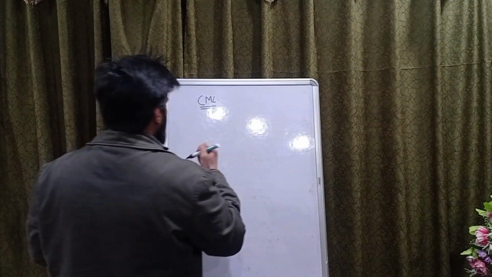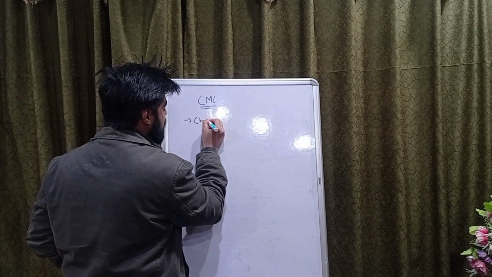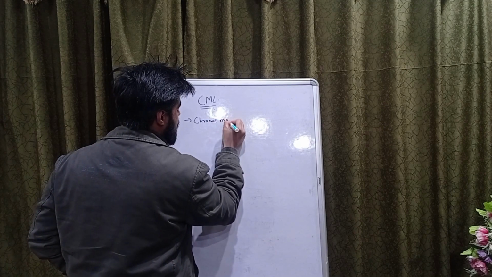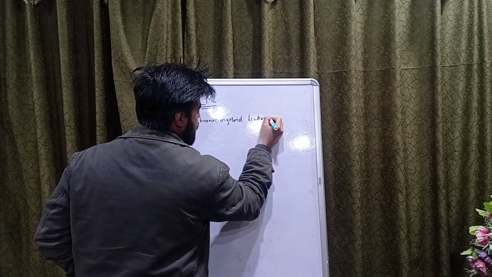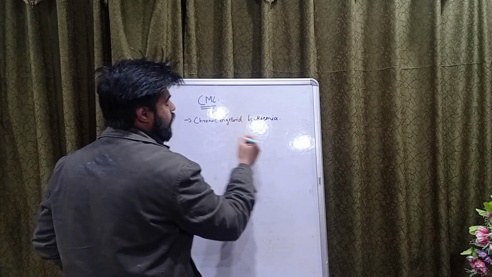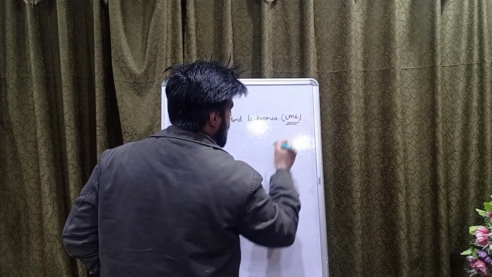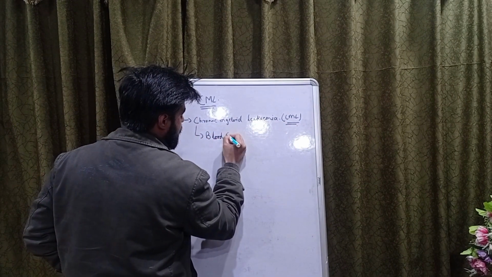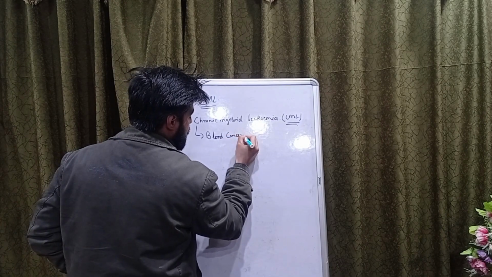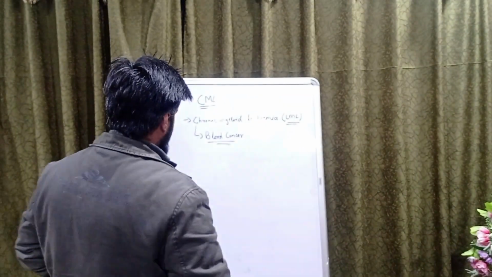So let's continue with the topic CML. The full form of CML is chronic myeloid leukemia. So its short form is CML. It's a type of blood cancer. Okay guys, it's a type of blood cancer.